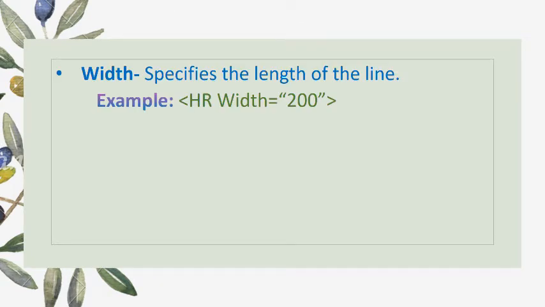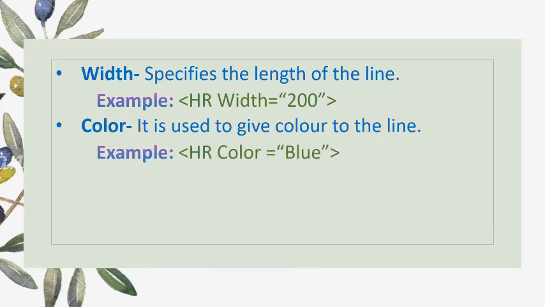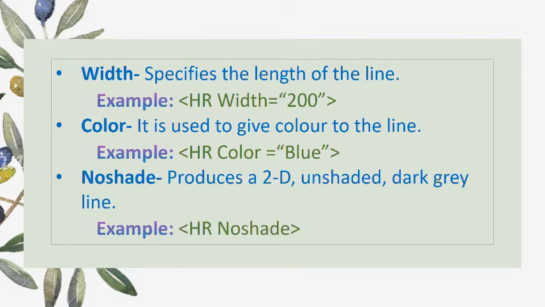And the width attribute specifies the length of the line. The value can be given either in pixels or percentage. Example, HR width is equal to 200. Color is used to give color to the line. HR color is equal to blue is an example of it. No shade produces a 2D unshaded dark gray line. For example, HR noshade.